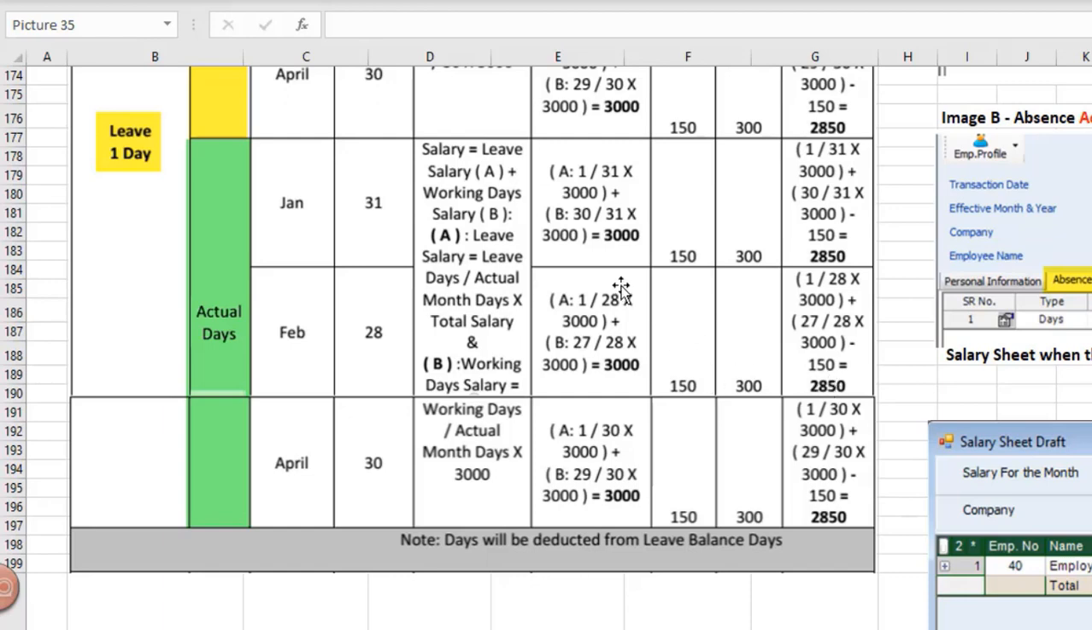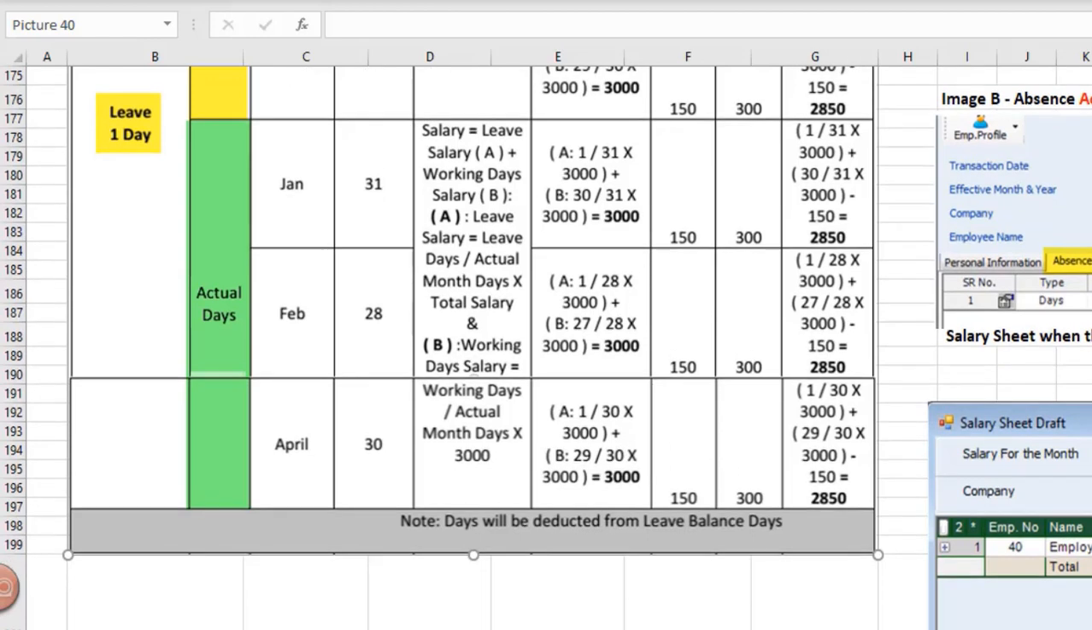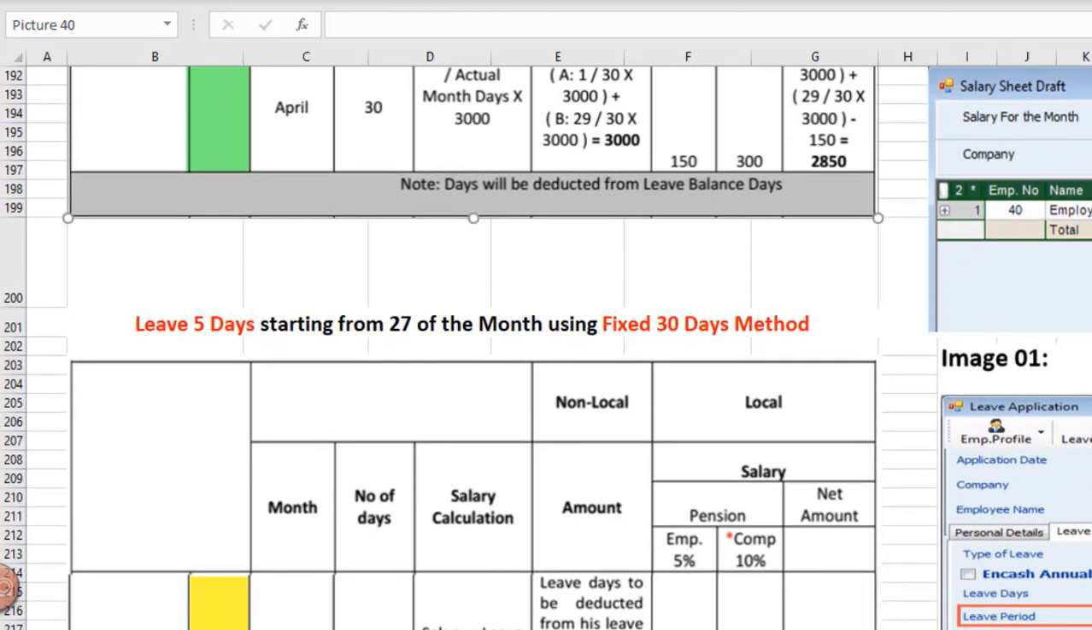Same thing is used for April. So for April, we also use the same method, which also gives us 3,000, and after pension 2,850. So notice here how in the leave, 1 day of leave regarding the actual days, it was the same amount for all of them. It resulted exactly the same. So this is very, very important.